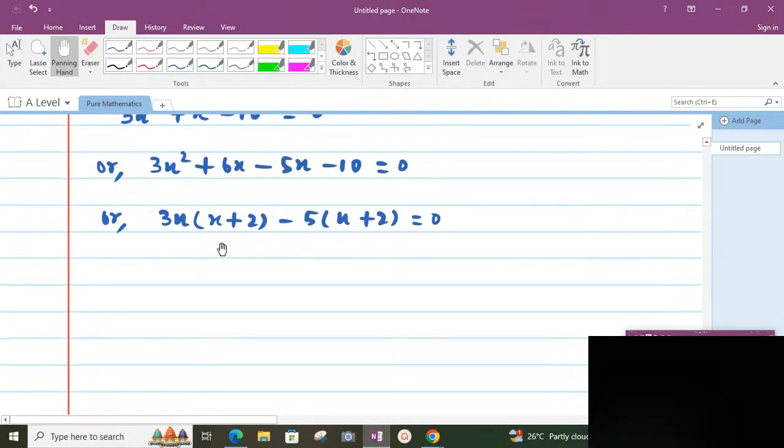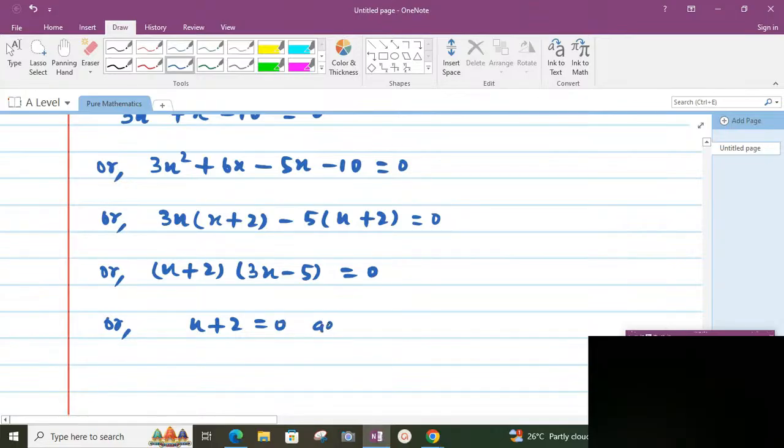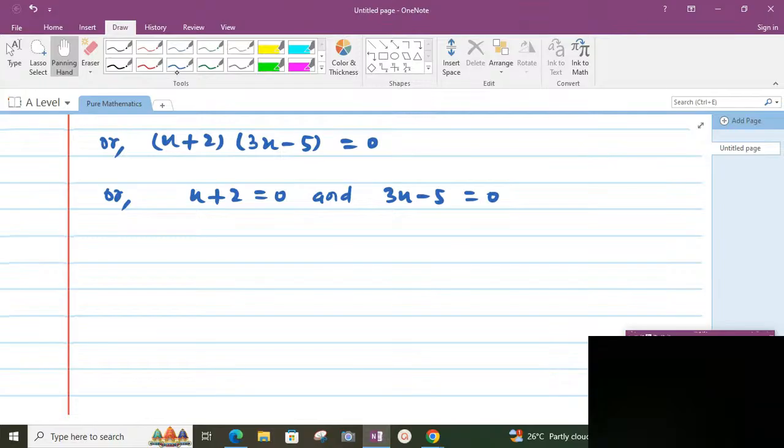Now we take x plus 2 as the common, then we get the next step, x plus 2 into 3x minus 5 equal to 0. So the next step here will be x plus 2 equal to 0, and 3x minus 5 equal to 0. Hope that there is no problem to understand up to this step.